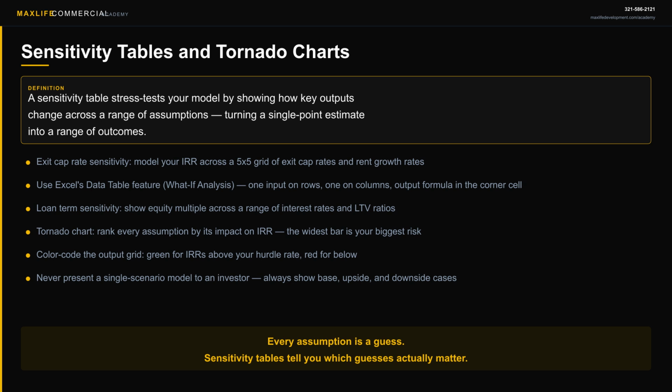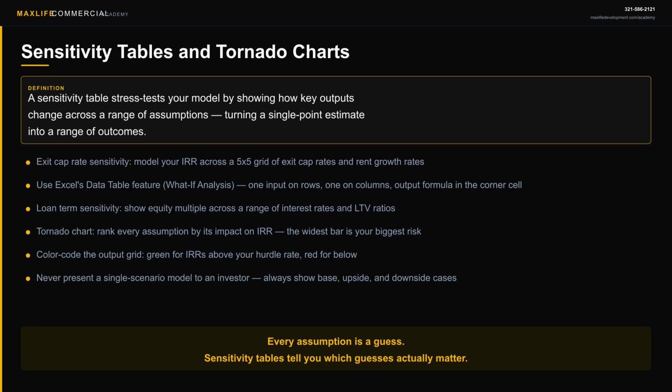In the corner cell of your grid, enter a reference to your IRR output. Put your range of exit cap rates along the top row and your range of rent growth assumptions down the left column. Excel will populate every cell in the grid with the IRR that results from that combination. Use conditional formatting to color the grid. Green for IRRs above your hurdle rate, yellow for borderline, red for below. This gives an investor an immediate visual understanding of the deal's risk profile.